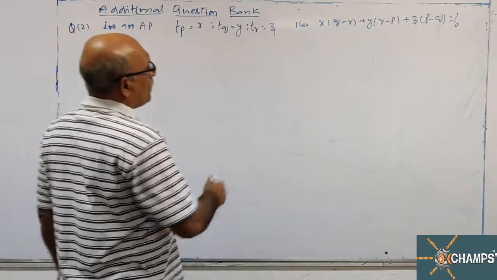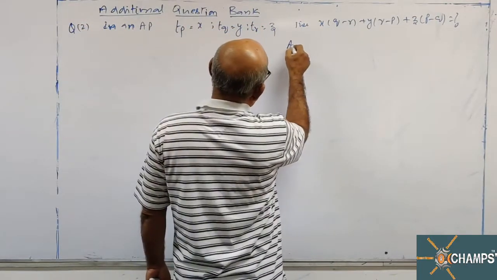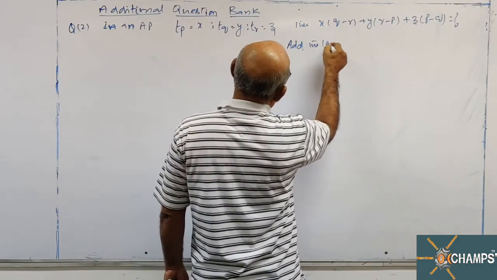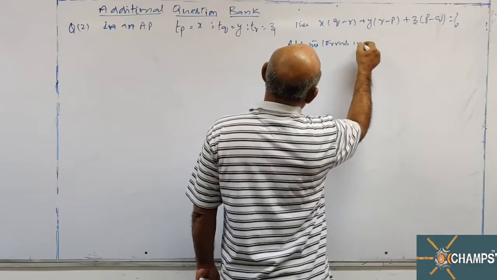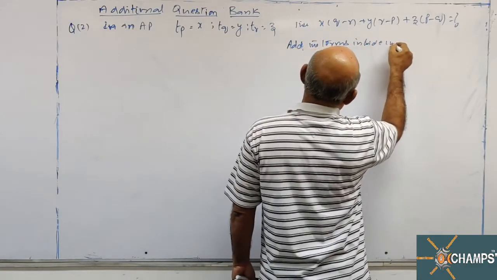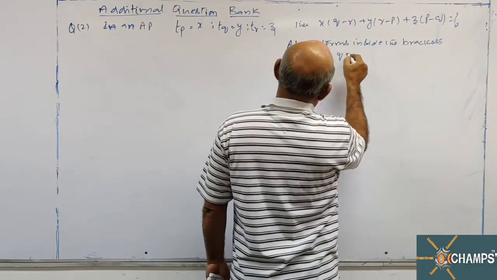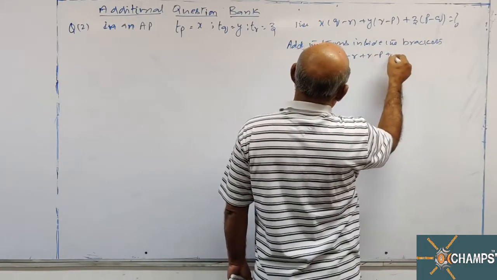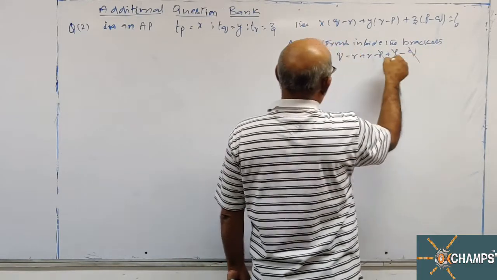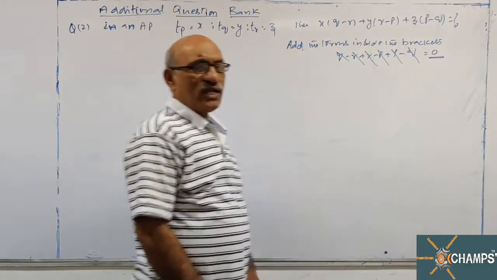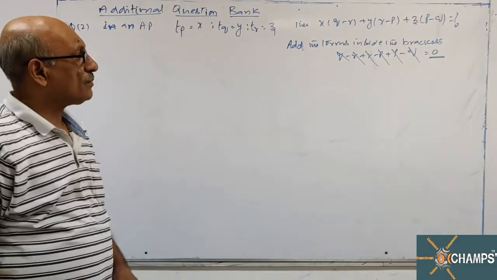Look at this, sir. Add the terms inside the brackets: Q minus R plus R minus P plus P minus Q. They cancel, leaving 0. So 0 is the answer to the given question.